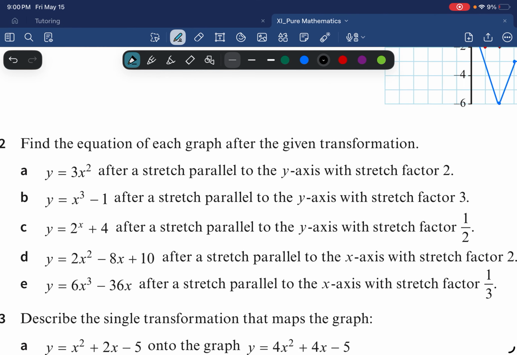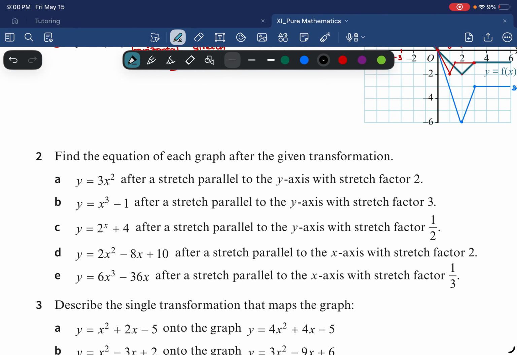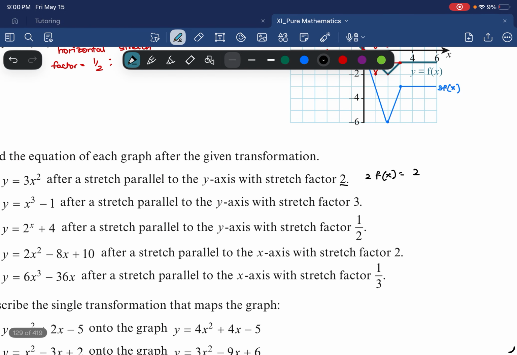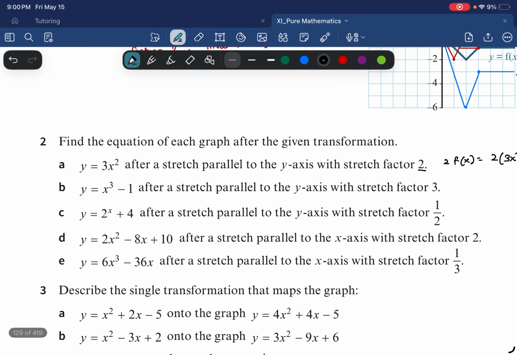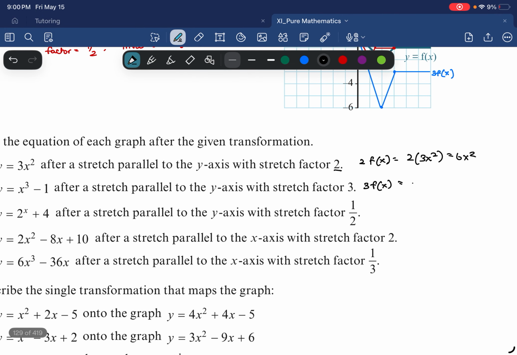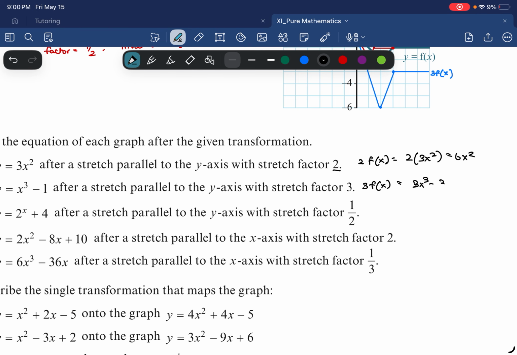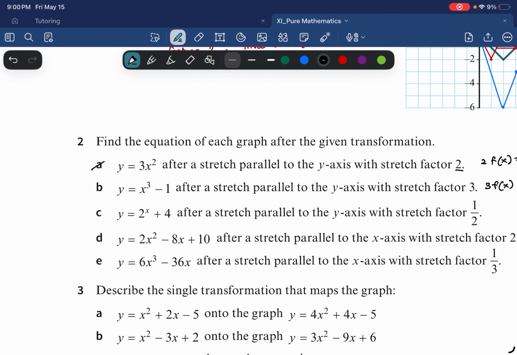And question 2 says, find the equation of each graph after the given transformation. So after a stretch parallel to the y-axis with a stretch factor of 2, that is just 2f of x. And f of x is just 3x squared, so just 6x squared. All right. After a stretch parallel to the y-axis with a stretch factor of 3, that is 3f of x, which gives you 3x cubed minus 3. All right, so we're done with A and B.